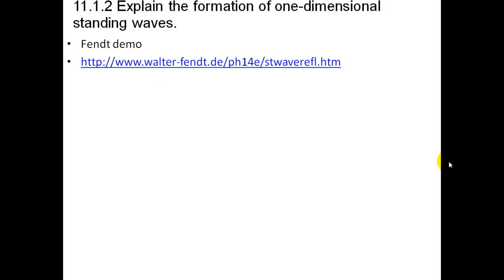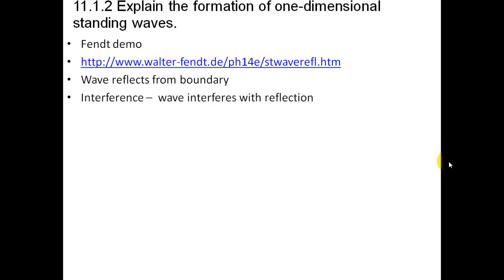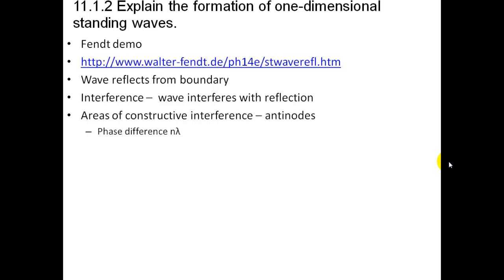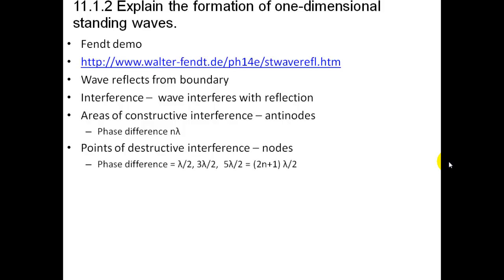So what we notice is that the wave reflects from the boundary, and there's interference as the wave interferes with its own reflection. We get areas of constructive interference, which are the antinodes, where the phase difference is 0 or m lambda. We get points of destructive interference, which are the nodes, where the phase difference is lambda over 2, or 3 lambda over 2, or 5 lambda over 2.